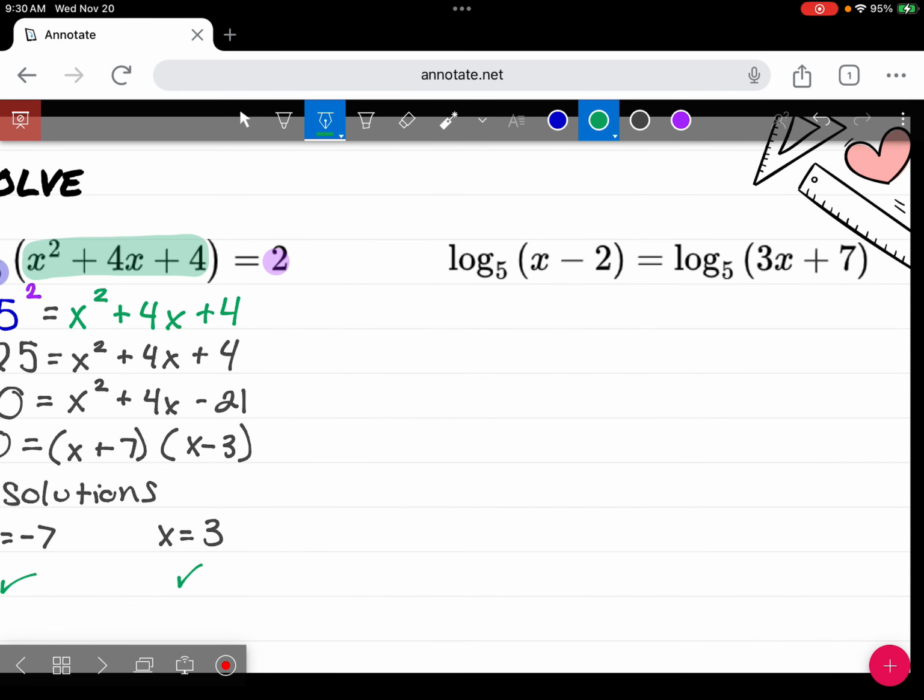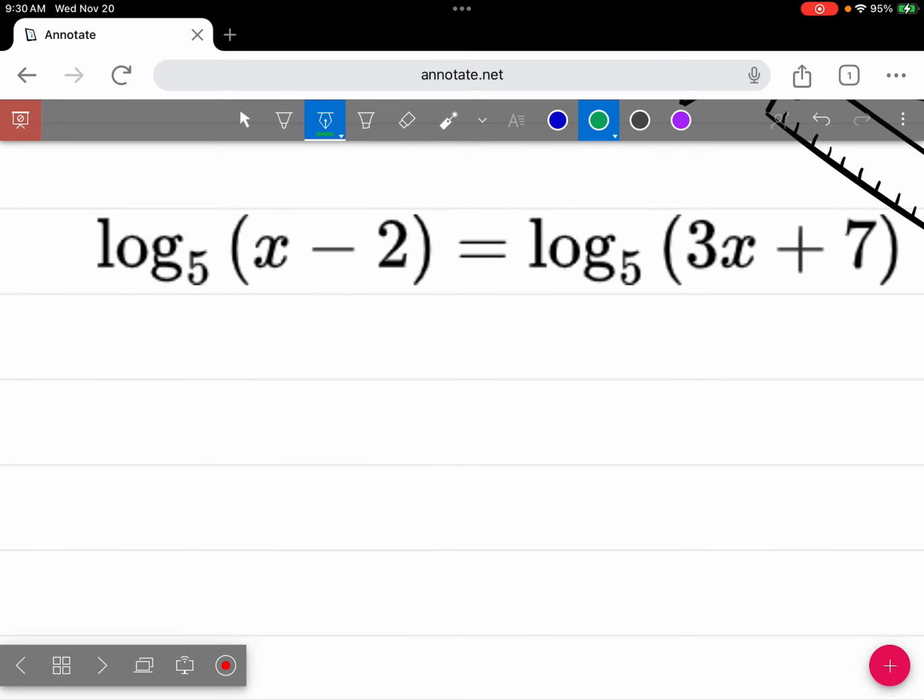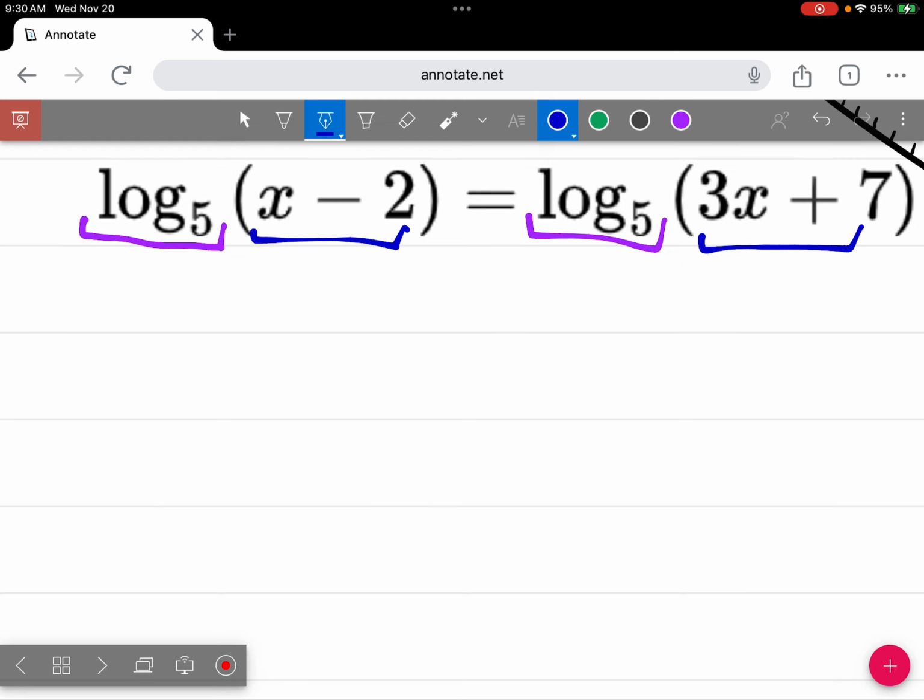Let's look at the right one. What can we do over here? Yeah, they have the same base here. Log base 5 of x minus 2 and log base 5 of 3x plus 7. If these two pieces equal each other, that means that my arguments are the same. So we want to know, when does x minus 2 equal 3x plus 7? Since my bases are the same, my arguments have to be the same.